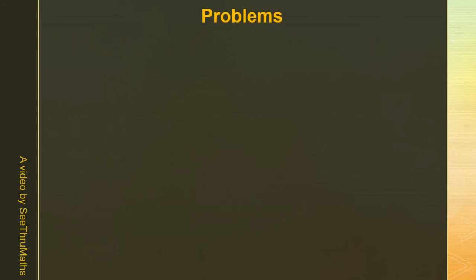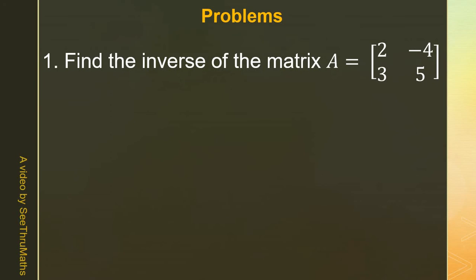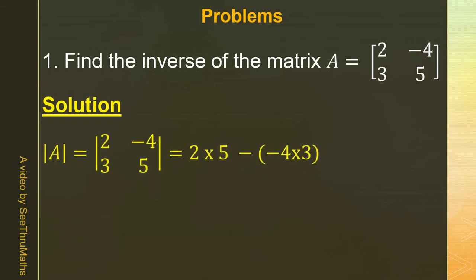Now we'll solve a problem to find the inverse of a matrix. This is a 2 cross 2 matrix, so it is a square matrix. So how to find the inverse for this matrix? The first step is to find the determinant. So it is easy for us to find the determinant for a 2 cross 2 matrix.